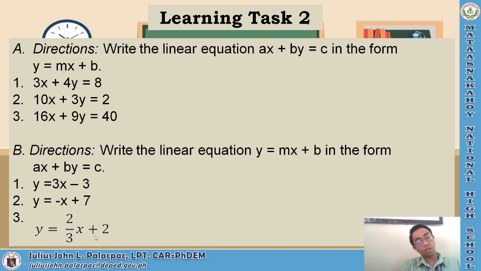Number 3, since we have a fraction part here, and in standard form we do not have a fractional part, we'll multiply both sides by 3 first. So 3 times y is equal to 3y. To eliminate the denominator 3, we'll multiply both sides by the whole number 3. So 3 times 2, 6, divided by 3 is 2, 2x plus 2 times 3 is 6. So we have here 3y is equal to 2x plus 6.